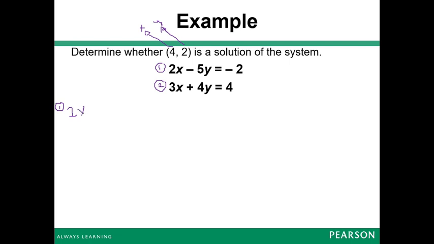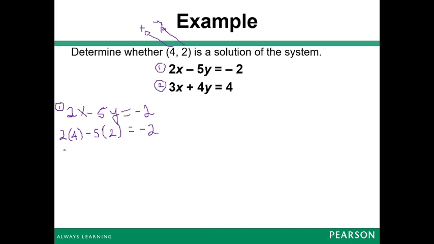2x, oh, this is not a 1, it's a 2. 2x minus 5y equals minus 2. Now we're going to proceed to replace it. 2, remember that for x we open a parenthesis and put the number 4. 4 minus 5, open another parenthesis and put the number 2, equals minus 2.